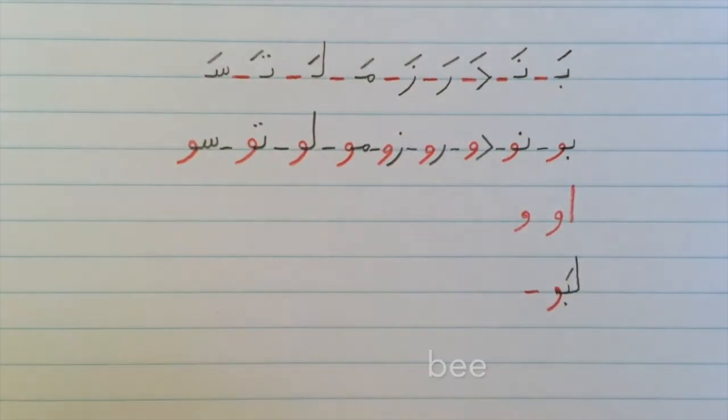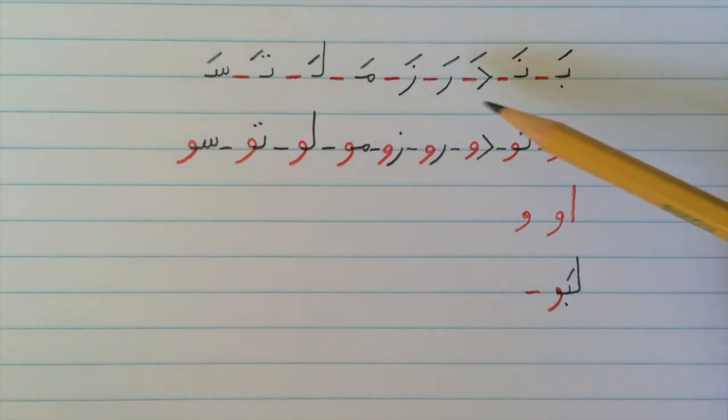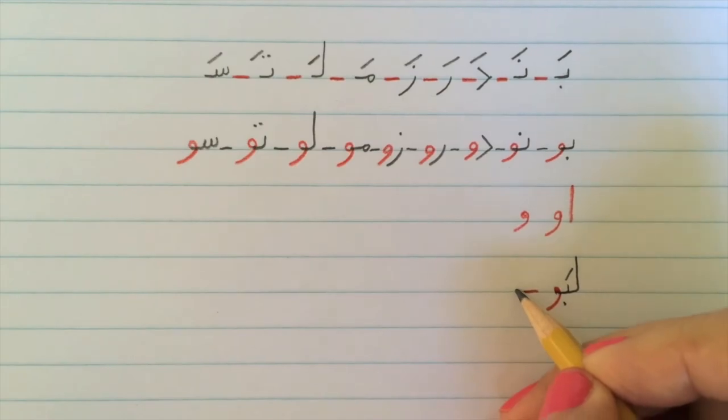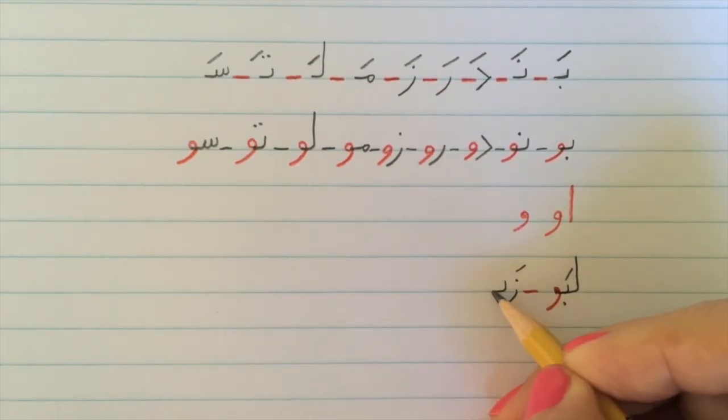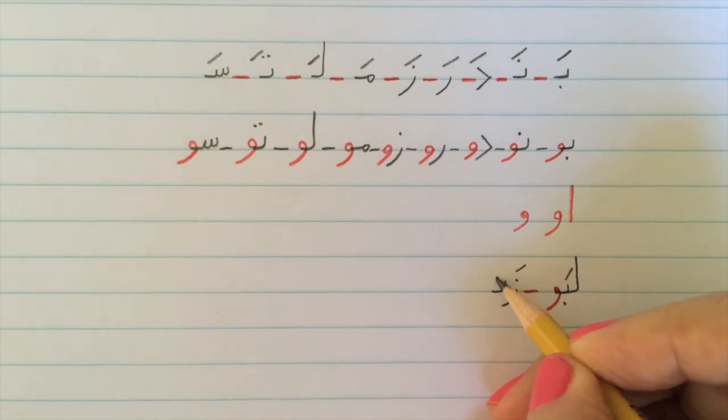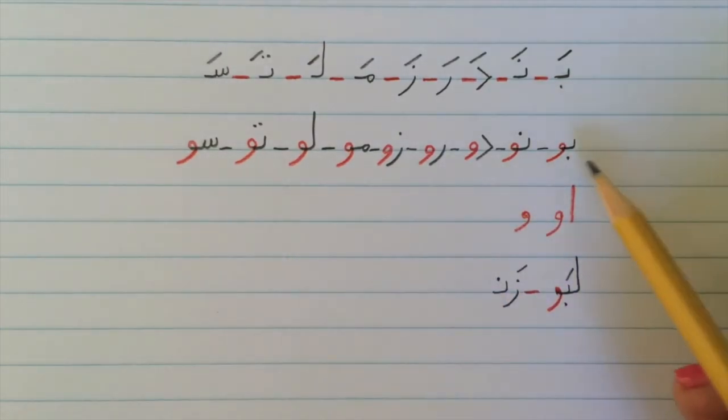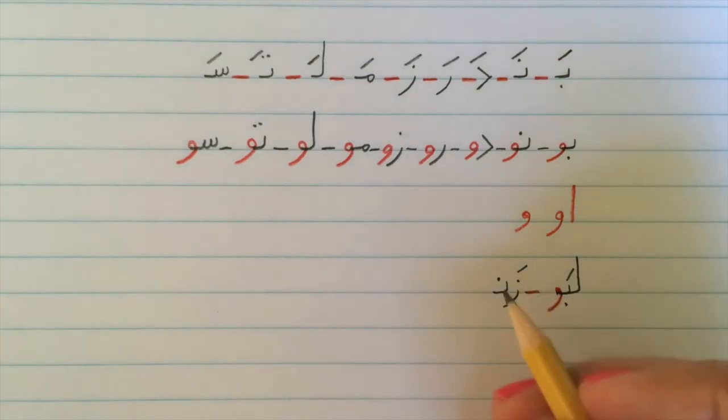I want to write zanbur. Let's break it down. Zanbur. It has two syllables. The first syllable is zan. The second syllable is bur. Now, how do we write zan? Z-a-n. It becomes zan. How do we write bur? B-u-r. I will write it down.